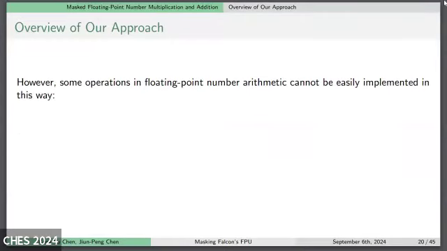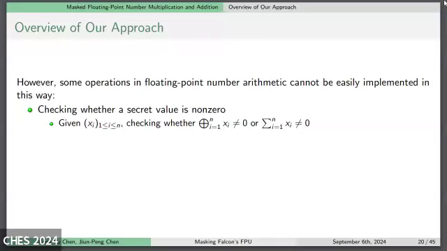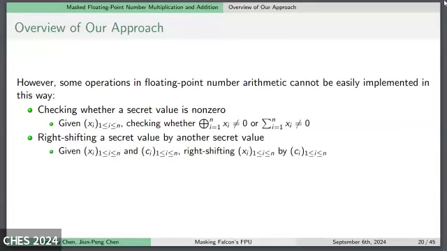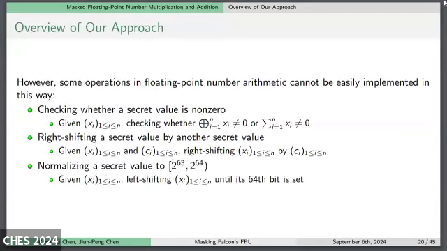Okay, but we found that some operations in floating-point number arithmetic cannot be easily implemented by the approach above, including checking whether a secret value is 0 or not. This is not easily seen how to do by the approach above. And right-shifting a secret value by another secret value. And finally, normalizing the secret value to the range between 2 to the 63rd and 2 to the 64th. I mean to left shift the secret value, keep shifting it until its range is between 2 to the 63rd and 2 to the 64th, and then we stop shifting. These three operations are not easy to do.